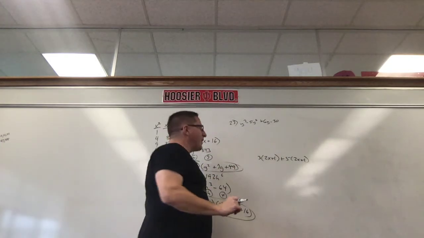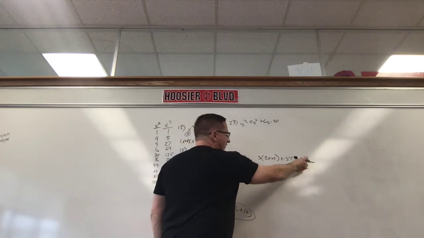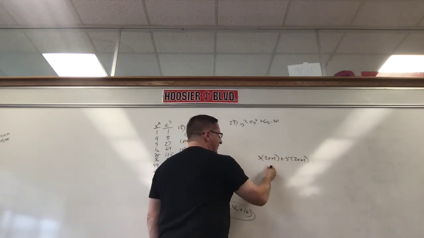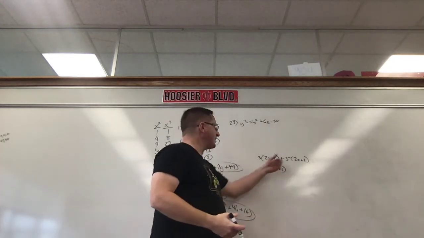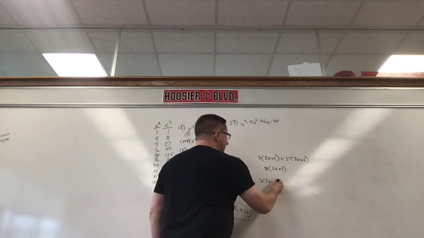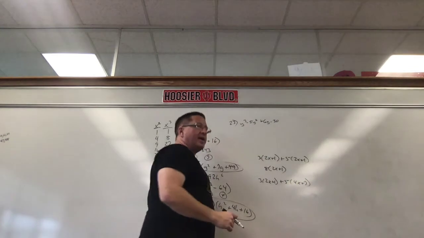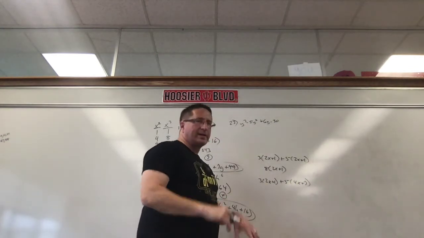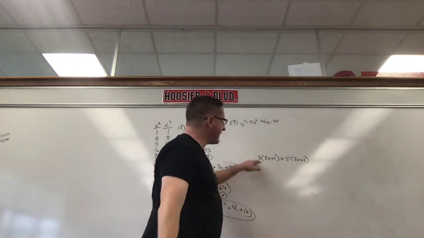But what I want you to understand is this. We have 3(2x+1) plus 5(2x+1). So together we have 8(2x+1). You can do that because the stuff inside the parentheses is the same. Now, if it was 3(2x+1) plus 5(4x+7), you can't do that. You'd have to distribute and combine like terms. But if the stuff inside the parentheses is the same, you can just add what's in front.